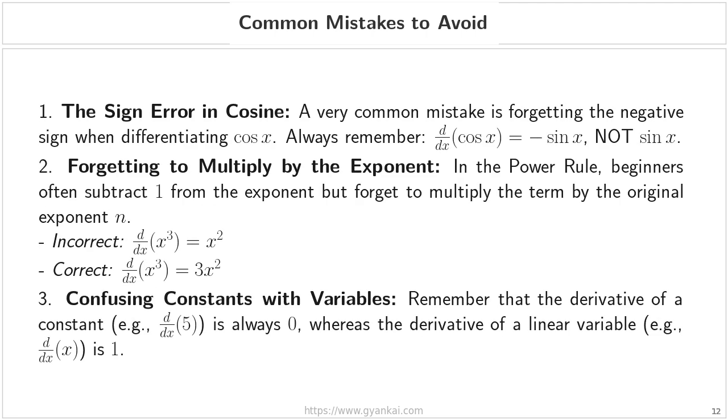Finally, be careful not to confuse constants with variables. It is essential to remember that the derivative of a constant, for instance, the derivative of 5, is always 0, as constants do not change. In contrast, the derivative of a linear variable, such as x, is always 1. Keep these points in mind, and you will be well equipped to apply these standard derivatives confidently.